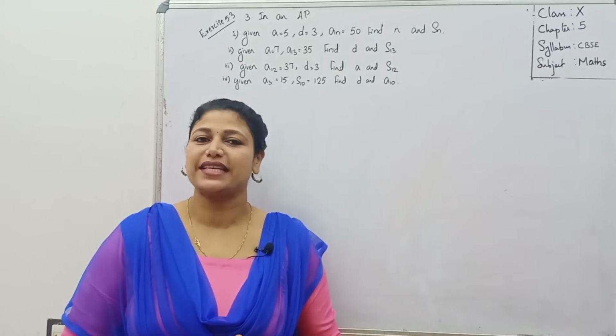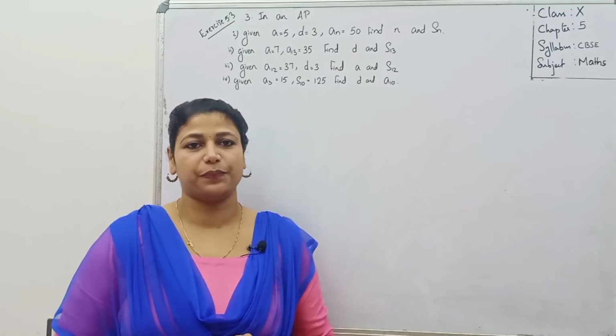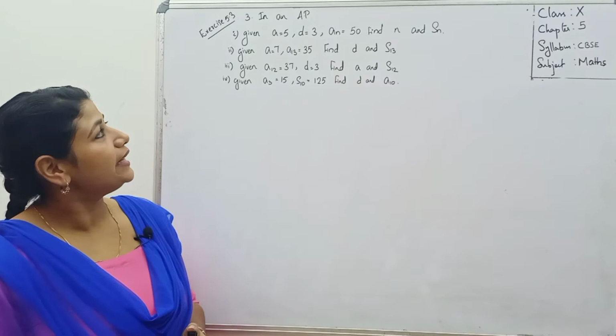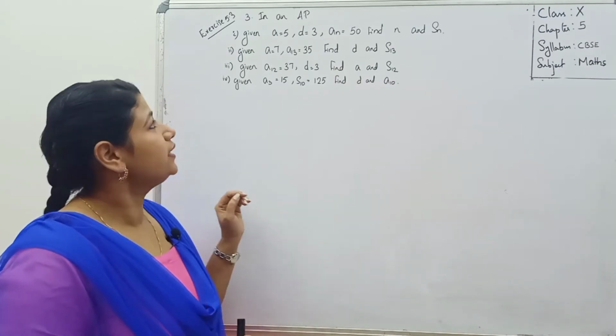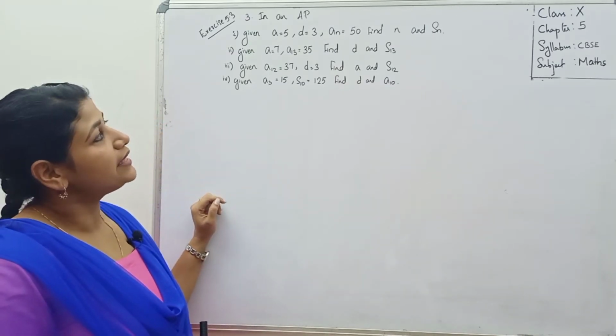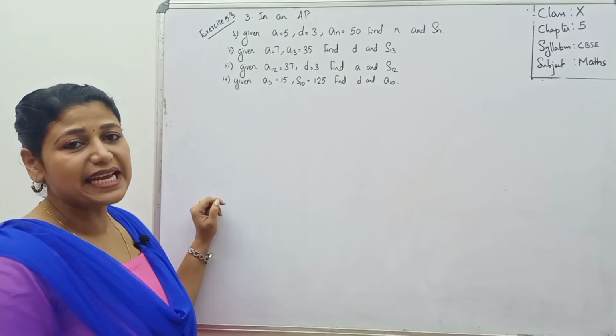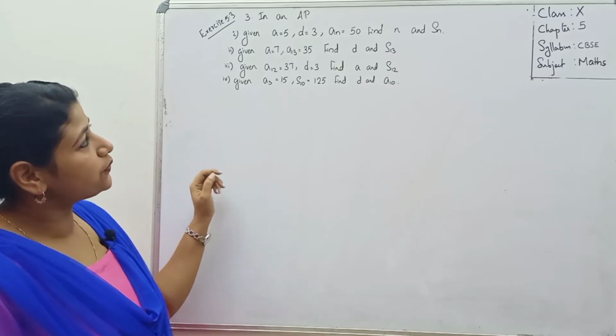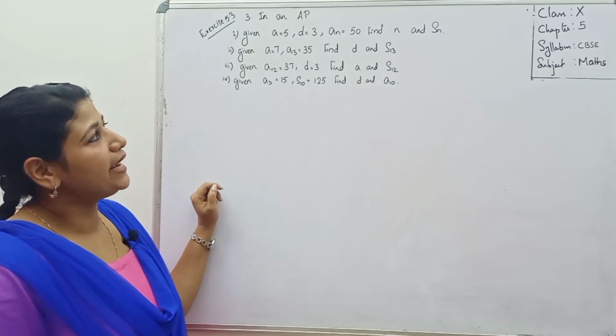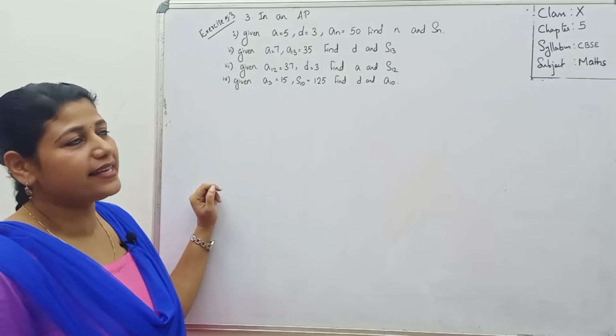Today we'll continue the same exercise 5.3. Here is your third question. In an AP, first question, given a equal to 5, d equal to 3, an equal to 50, find n and Sn. a equal to 5, d equal to 3, an equal to 50, find n and Sn.